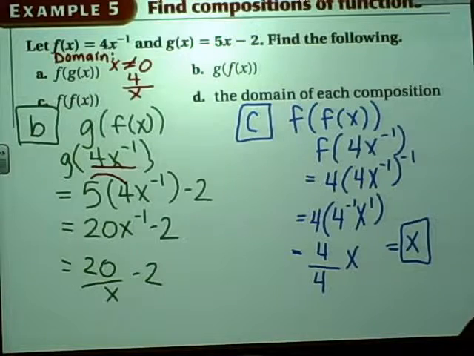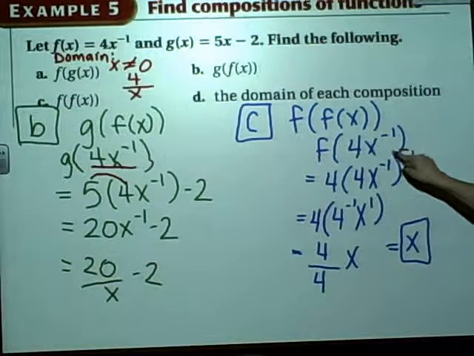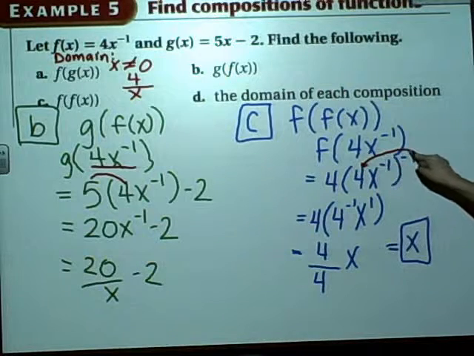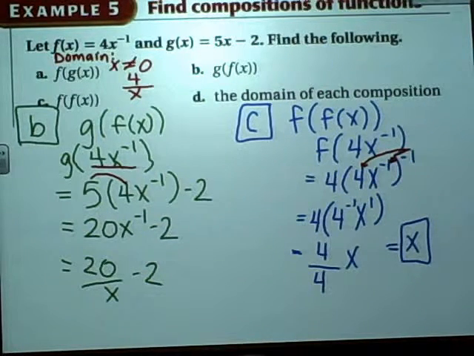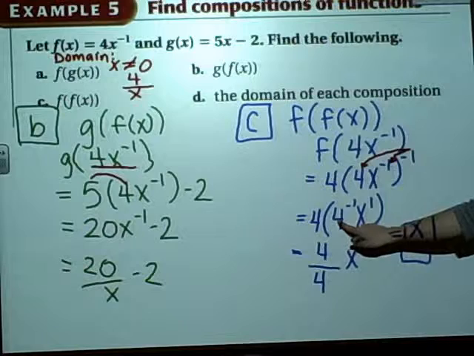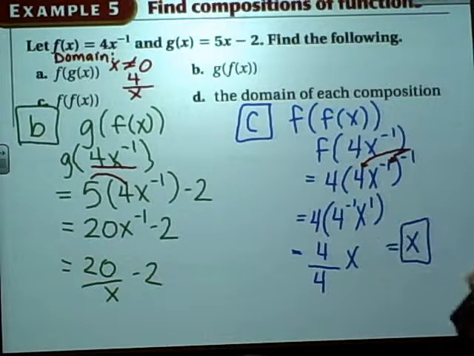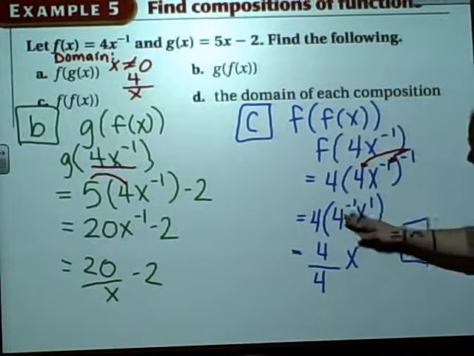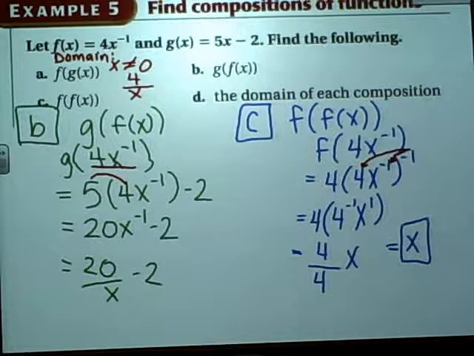Remember, order of operations, we have to focus on that exponent first. I distributed the exponent to the 4 and to the x to the negative 1. That left me with 4 to the negative 1 times x to the 1. I moved the 4 to the bottom of my expression here, and I was left with just x. Again, the domain, all real numbers except 0.